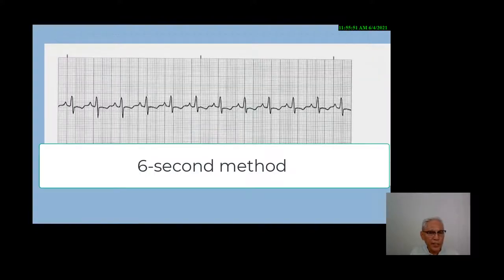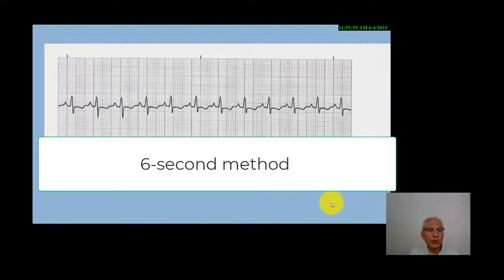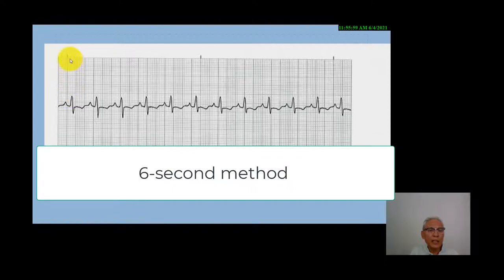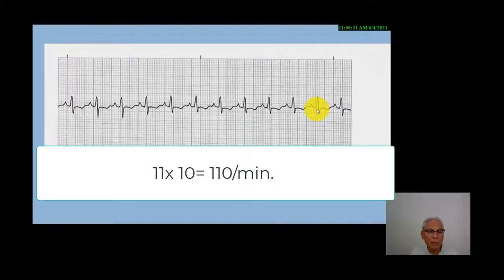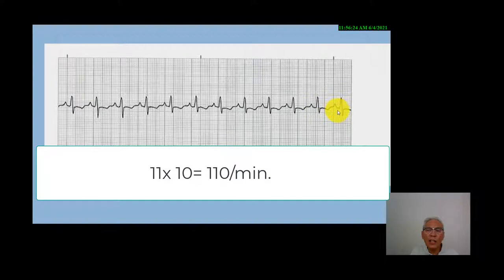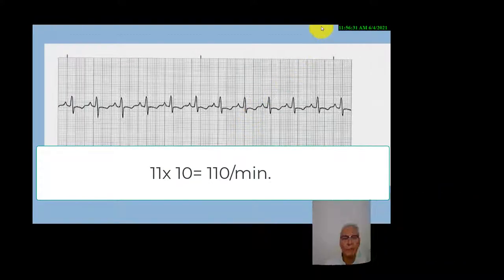So let's take another example. Notice in this particular strip, if we begin our counting the number of QRS complexes within this 6-second strip, we would say that this is 1, 2, 3, 4, 5, 6, 7, 8, 9, 10, 11. We would multiply that by 10, and therefore our heart rate is 110 per minute. Notice now that we did not count the last one because it already occurred after the 6-second mark.